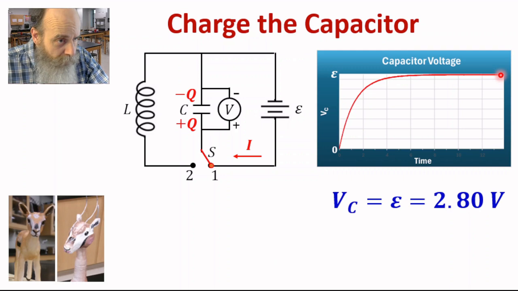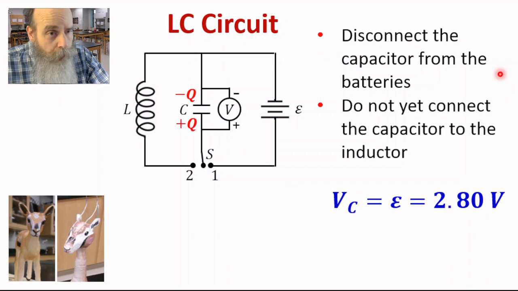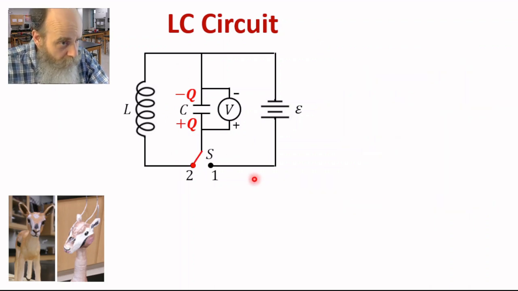After the capacitor is fully charged, which takes less than a second for our experiment, we disconnect the capacitor from the battery, as shown here. But we have not yet connected it to the inductor. At this point, we still have a voltage of 2.80 volts across the capacitor, and we have the same charge of plus Q and minus Q on the plates of the capacitor. Then we move the switch to the left, to position 2, connecting the capacitor to the inductor. This forms the LC circuit.